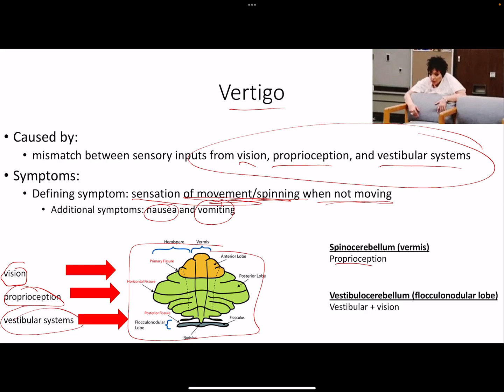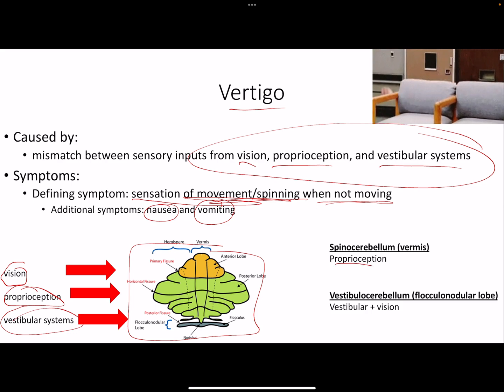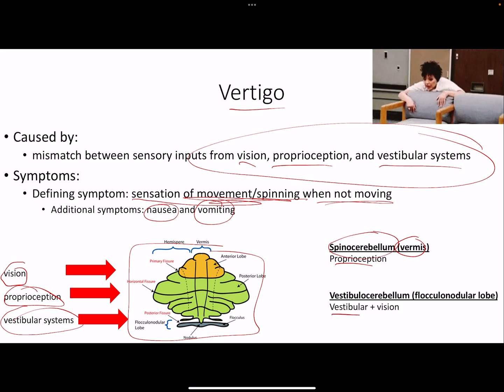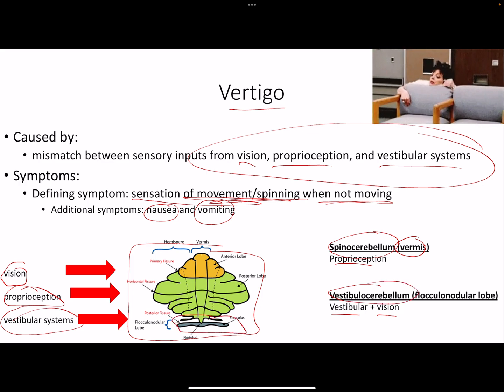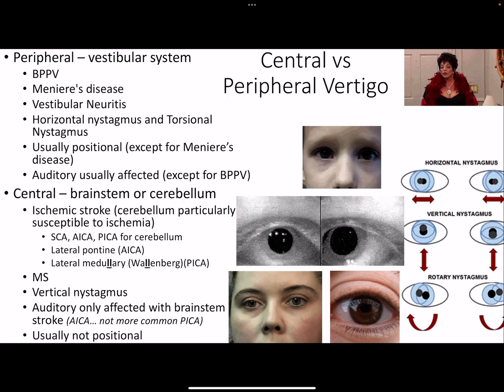The proprioception from the dorsal column and the medial lemniscus specifically goes to the vermis in the center, which is the spinocerebellum. And the vestibular system and the vision go to the vestibular cerebellum down here, which is the flocculus, also known as the flocculonodular lobe.